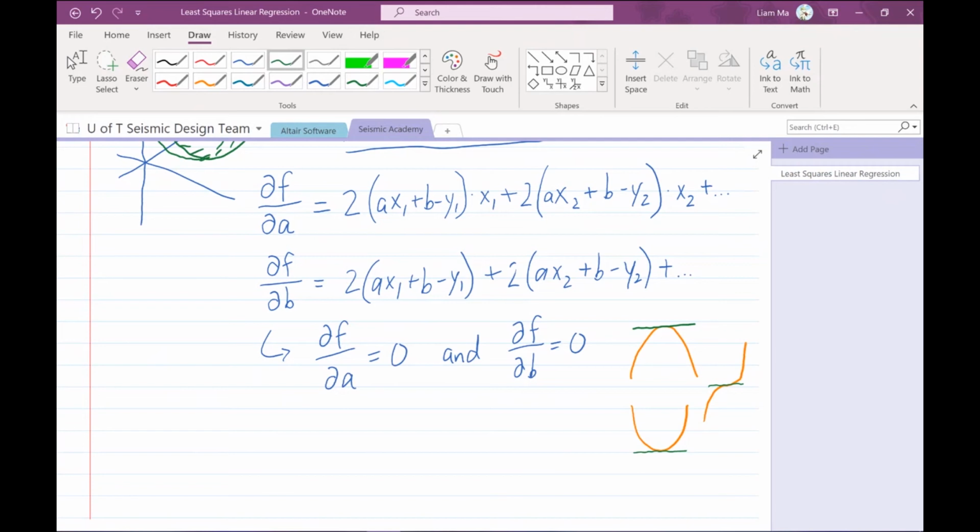To help us out with that, we have to consider the second partial derivatives. To do that, all you need to do is differentiate each one again. So if I take the partial with respect to a of our first partial derivative, we're going to get our second partial derivative.